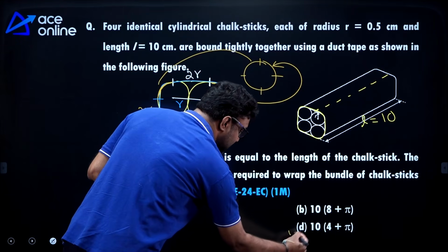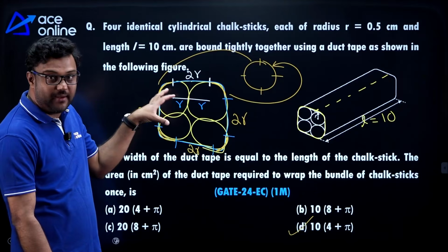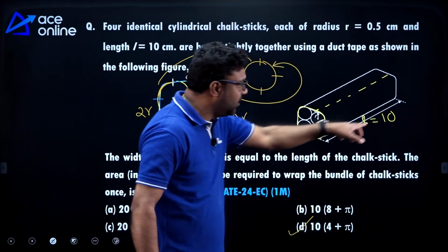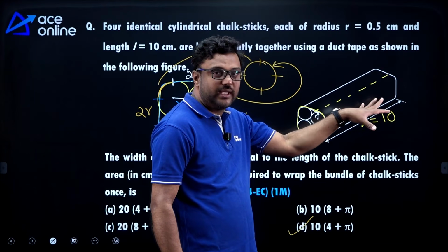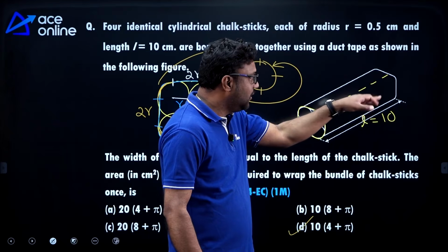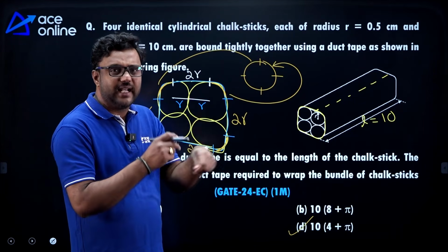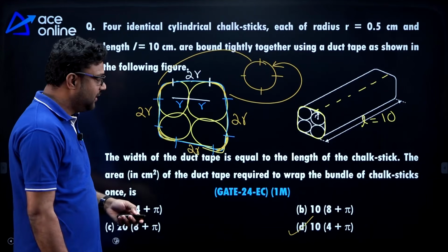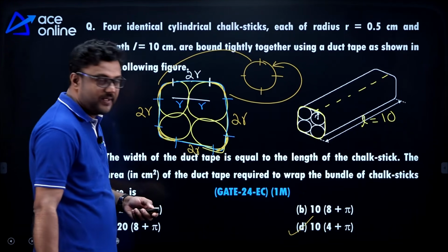Option D. Excellent question, they gave this related to geometry. We have to consider the front view, then you can understand it. This width is already obtained: the tape width and the length of the chalk sticks are both equal to 10. The tape is a rectangular shape, used to wrap those 4 chalk sticks. Now let's see the next question. Hope you understand: 10 into 4 plus pi.